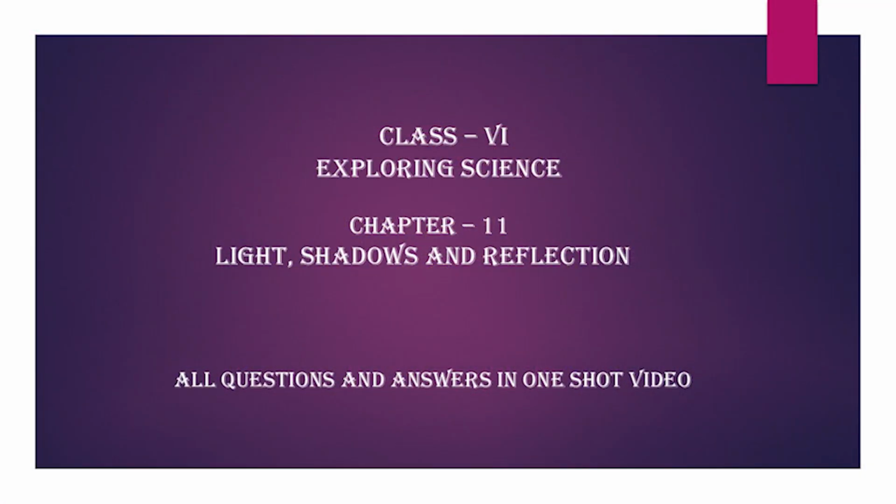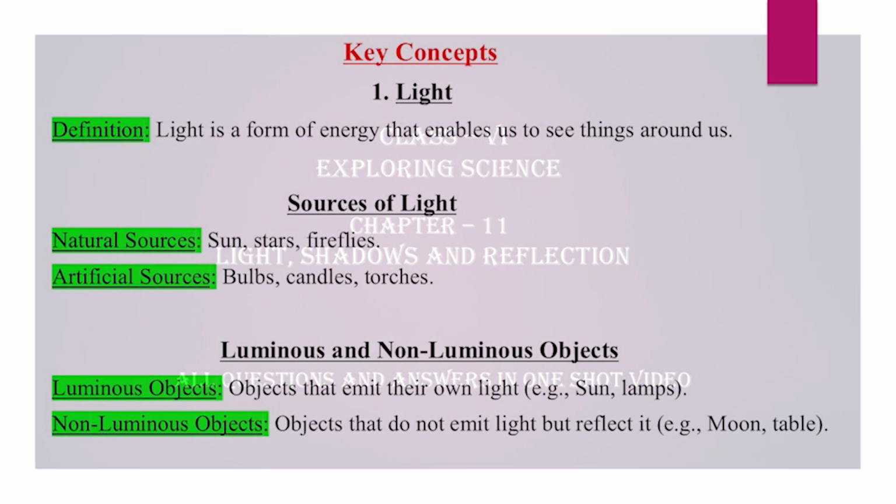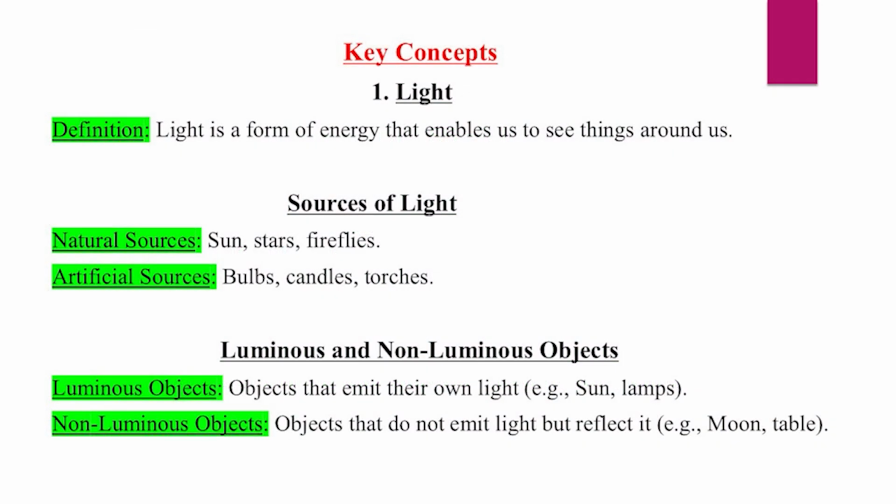Class 6 Exploring Science Chapter 11: Light, Shadows and Reflection. All questions and answers in one short video. Key concepts. 1. Light. Definition: Light is a form of energy that enables us to see things around us.